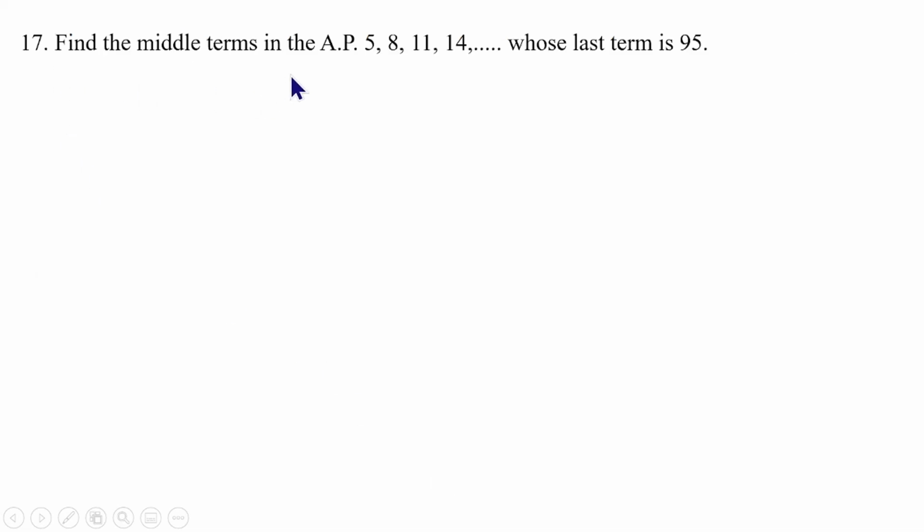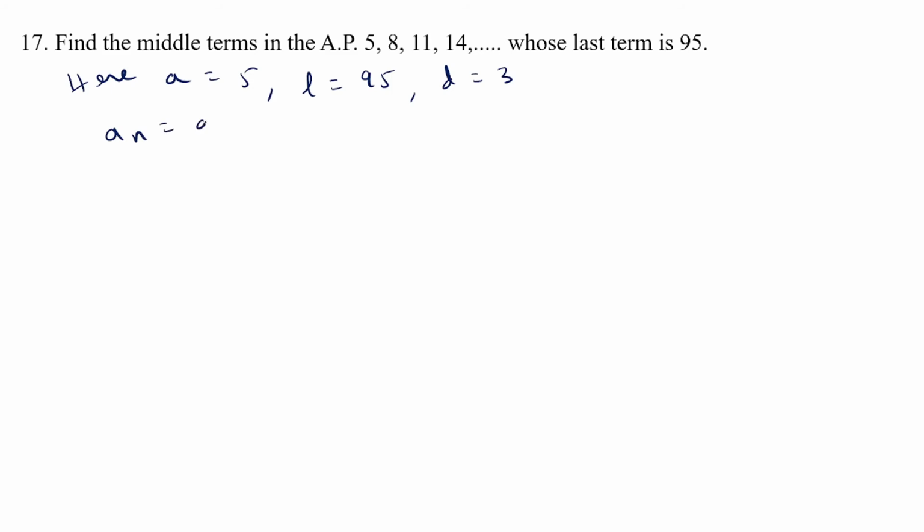Next question, find the middle terms in the arithmetic progression 5, 8, 11, 14, etc. whose last term is 95. So here the first term is 5, last term is 95 and the common difference is 3. 8 minus 5 which is 3.